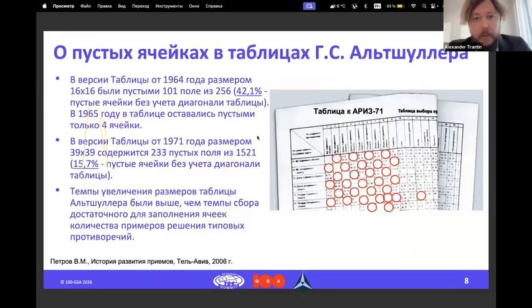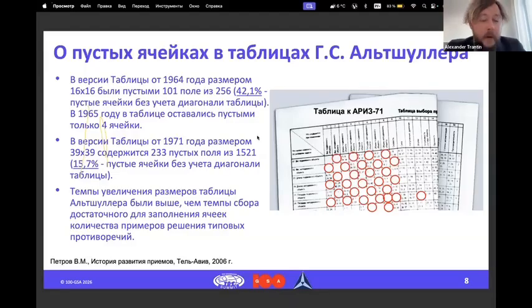Looking at the background of the matrix, these gaps existed from the start in the version of the table of the matrix of 1964. It had 16 by 16 cells, and over 40% in the matrix were gaps, if we don't consider diagonal cells there. In 1965, we had only four gaps, but we had more generalized parameter pairs.